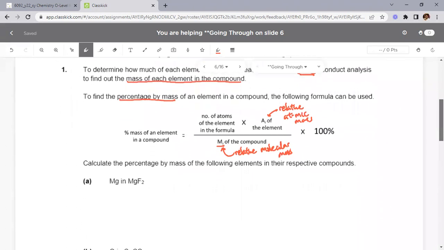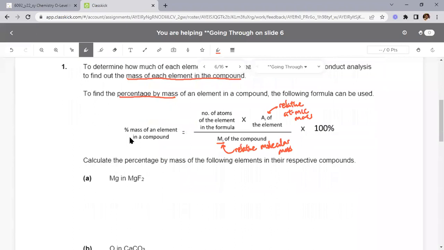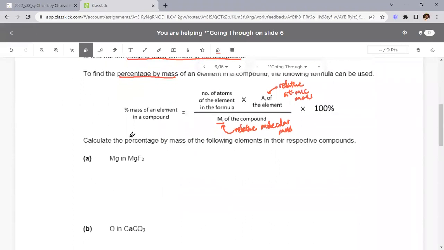Okay, so I'm going to show you an example, part A now. Part A asks you to find the percentage by mass of the following elements in their respective compounds. So let's find the percentage mass of Mg in MgF2. So percentage of Mg in MgF2, how to find?